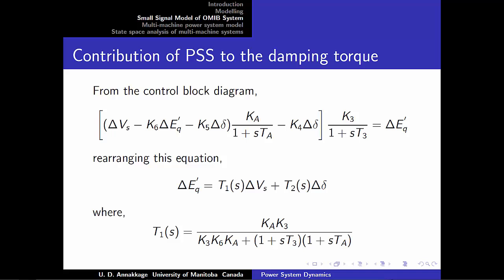To design the power system stabilizer, we are interested in the transfer function T1. Now, if we substitute the frequency of electromechanical oscillation for the variable S in transfer function T1, we will obtain T1 as a complex number, and we express that complex number in polar form, and the angle of this complex number is the required amount of phase advance. After we determine the required amount of phase advance, we have to design the phase compensation block.